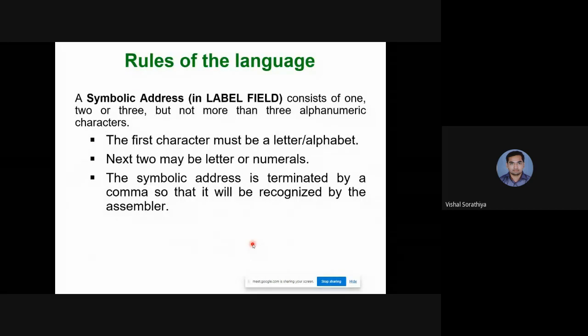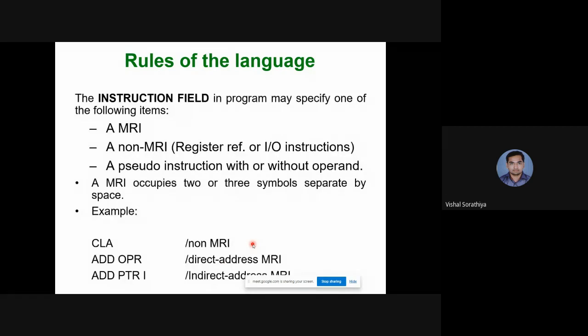Next, what is a symbolic address? The label field consists of 1, 2, or 3, but not more than 3, alphanumeric characters. The first character must be a letter or alphabet. The next two may be letters or numerals. The symbolic address is terminated by a comma so that it will be recognized by the assembler. So, whatever the language rule, that is the symbolic address.